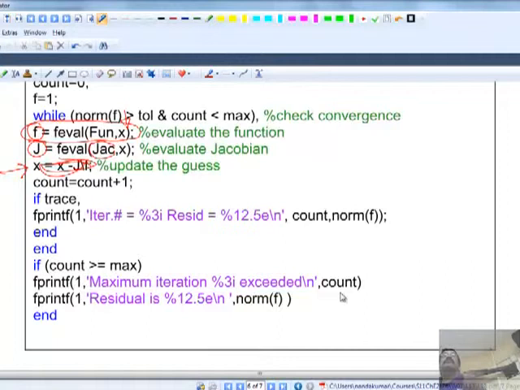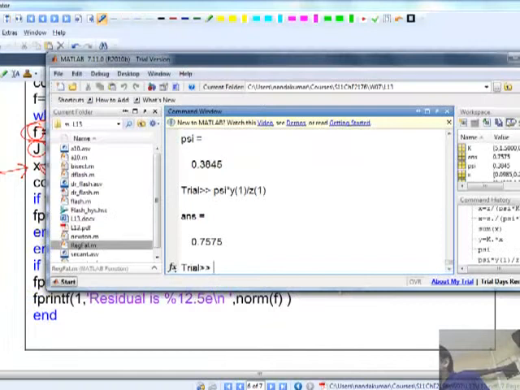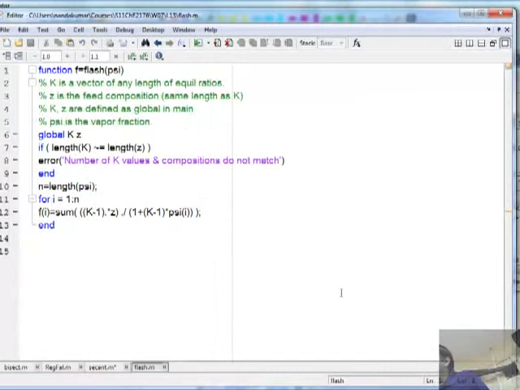In the second exam, I will give you more complicated nonlinear equations. You should be able to assemble the Jacobian and identify the Jacobian structure. So let me show you. We have already seen the flash function. This is the flash function which takes a guess for psi and returns the function values. Now, your question was, what does the Jacobian look like? What does the derivative look like?